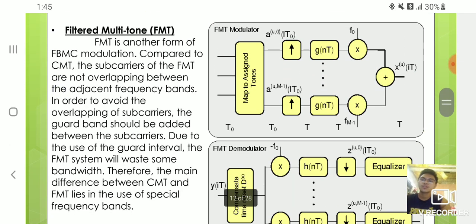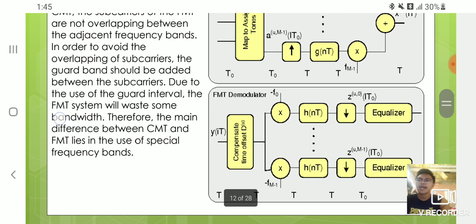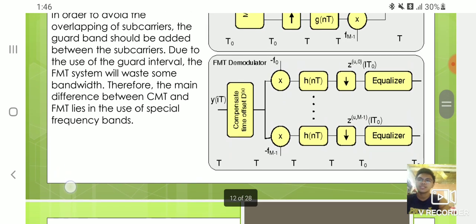Next is the filtered multitone, or the FMT. FMT is another form of FBMC modulation. Compared to CMT, the subcarriers of the FMT are not overlapping between the adjacent frequency bands in order to avoid the overlapping of the subcarriers. The guard band should be added between the subcarriers. Due to the use of the guard interval, the FMT system will waste some bandwidth. Therefore, the main difference between CMT and FMT lies in the use of the frequency bands.